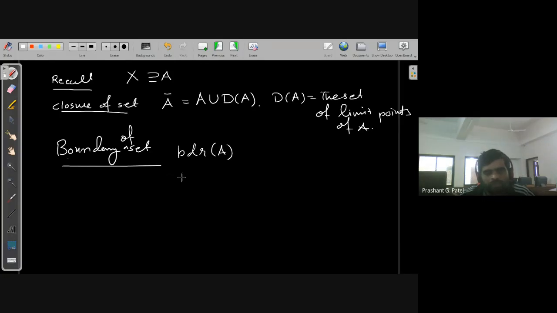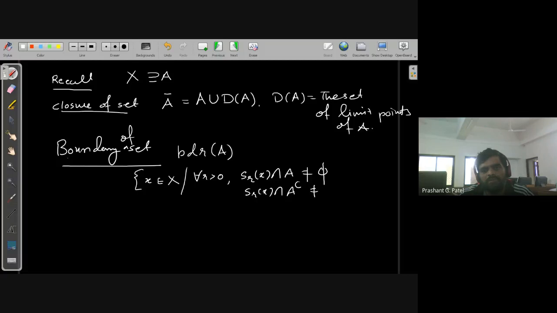What is the set of boundary points? If I want to say x is a boundary point, it is the set of all points x in X such that for every r greater than 0, S_r(x) intersection with A is non-empty, and S_r(x) intersection with A complement is non-empty. That means if you draw any neighborhood of x, it always has intersection with A and A complement. Then that point is called a boundary point, and the set of all those points is called the boundary of the set. We also have seen examples related to it.